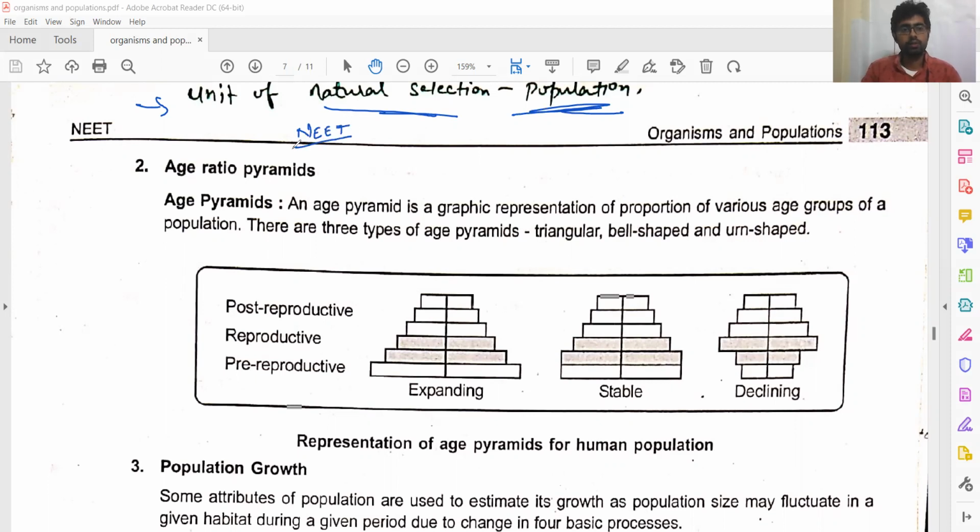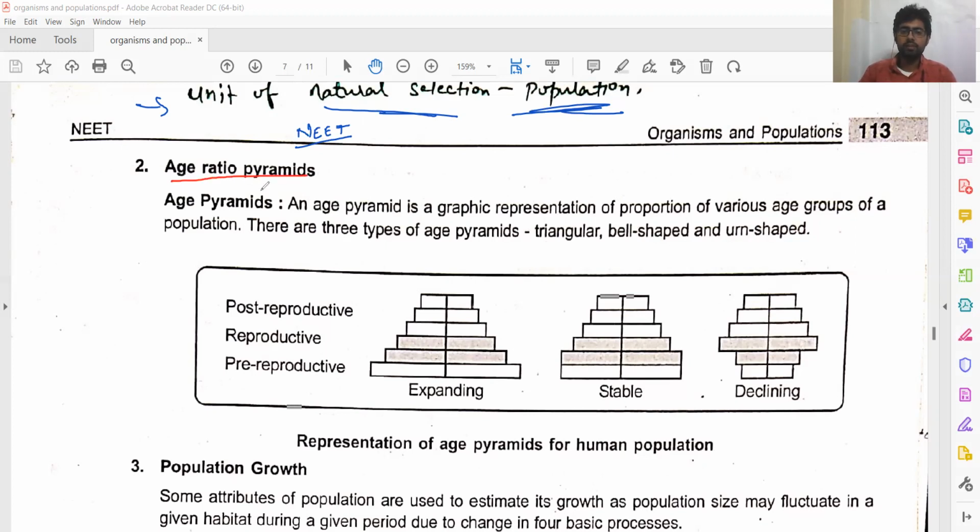Now again, going forward, we need to study about age ratio pyramids. Now, what is pyramid? So pyramid is a graphical representation which is used to represent various parameters. And for this purpose, we make different types of pyramid. For example, the first one, what you can see on your screen is age ratio pyramid.